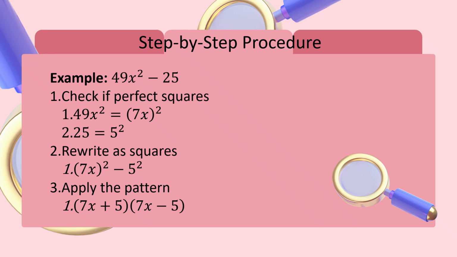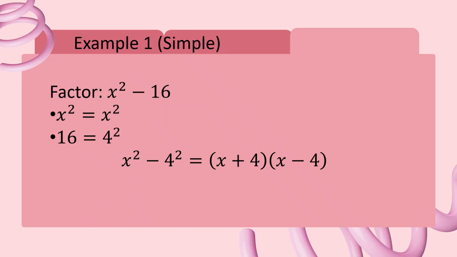No question? Okay, so we simplify our examples so that you can understand more easily. For example, this is a simple one: x squared minus 16. For x squared, we have x squared. For 16, we have 4 squared. So x squared minus 4 squared is equal to quantity x plus 4 times quantity x minus 4. Okay?